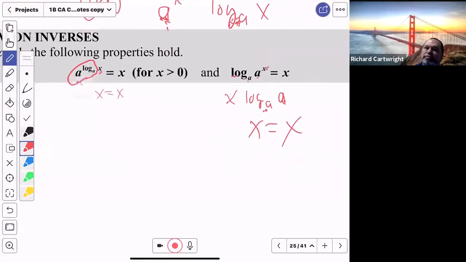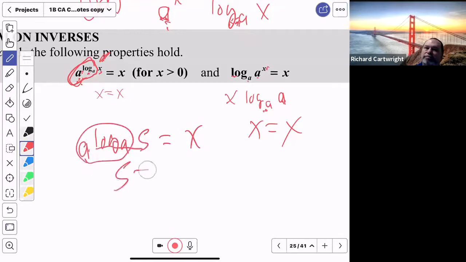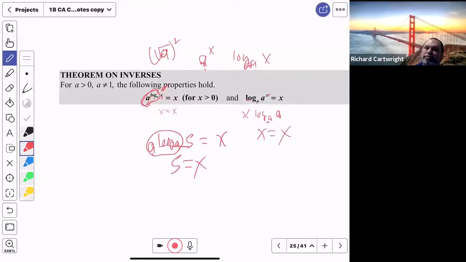I think he just wants you to realize that whenever you see a to the log of a, that really all cancels, leaving whatever is here. If it was log a of 5 equals x, then that's the exponent. That all goes away. That means x is 5. So that's why they're showing you that.